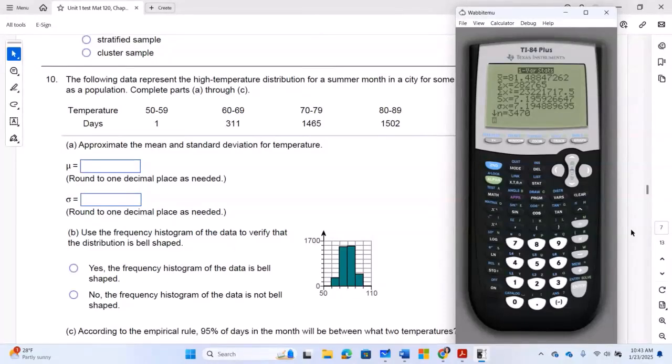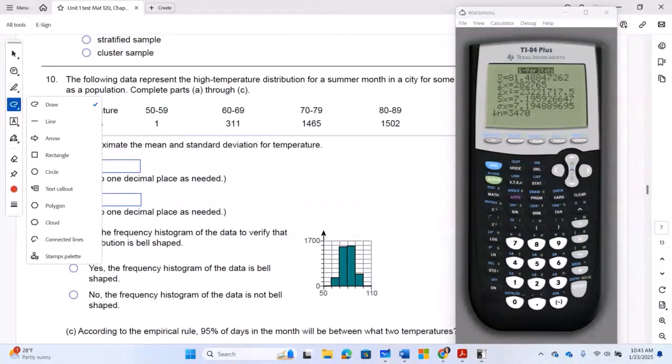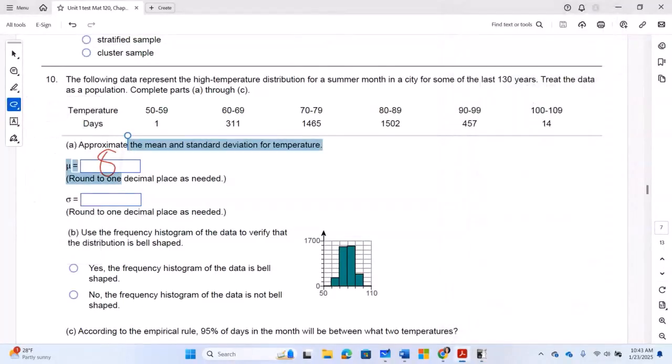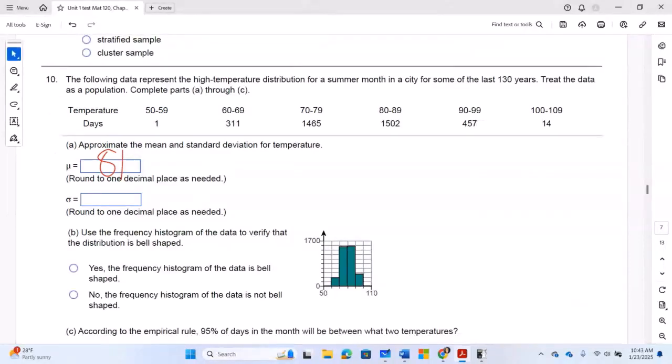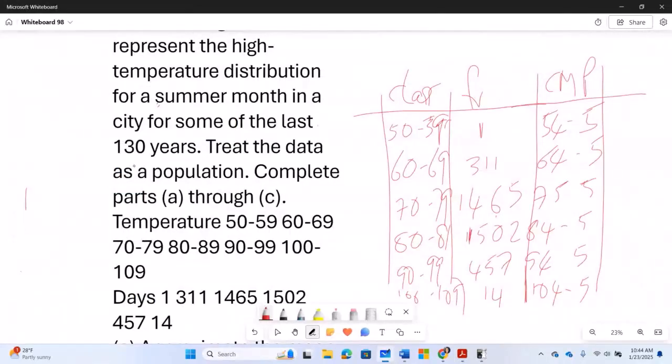The mean is 81.5, so I will come over here and write 81.5. All right, I'm going to go back to my, so the mean mu is 81.5, and the population standard deviation sigma is approximately 7.2. So we have answered the question.